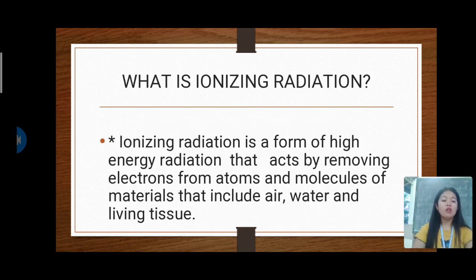And the 4 are already identified as ionizing radiation, which are visible light, ultraviolet, X-rays, and gamma rays. What exactly is ionizing radiation? Ionizing radiation is a form of high-energy radiation that acts by removing electrons from atoms and nuclei of materials that include air, water, and living tissue.